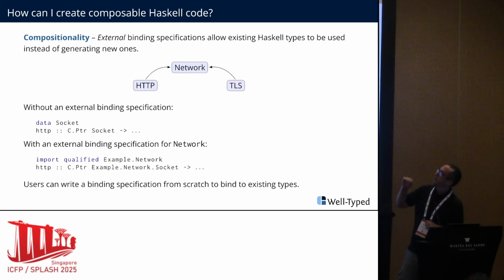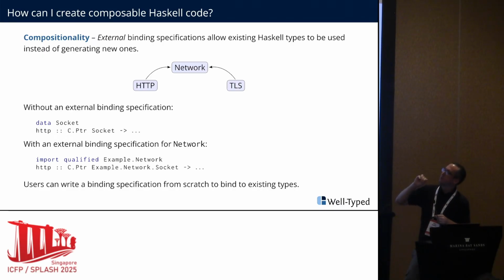If you were to generate bindings for HTTP and TLS separately and include the network types, then each module for HTTP and TLS would have separate and distinct definitions of the types. So those aren't composable. You can't use them together. So instead, first, you would generate bindings for a network module. And while doing that, that generates the binding specification.